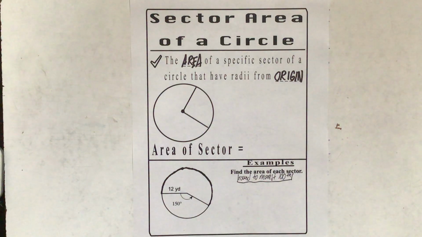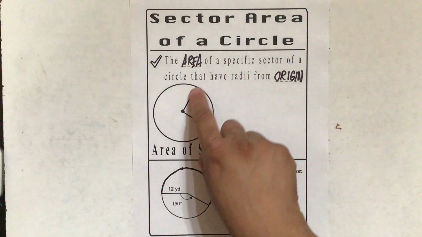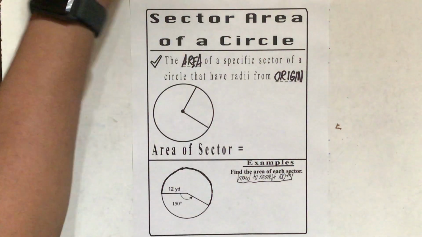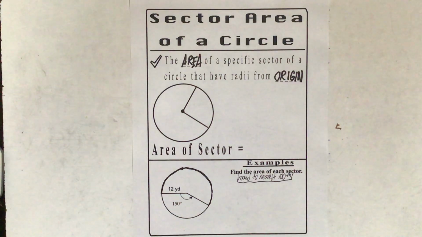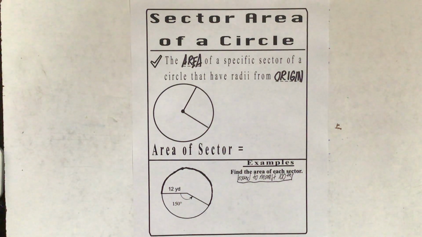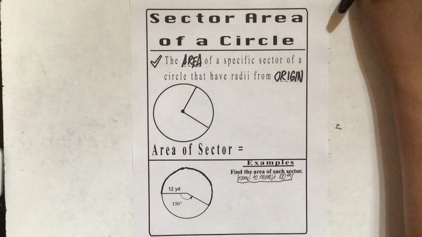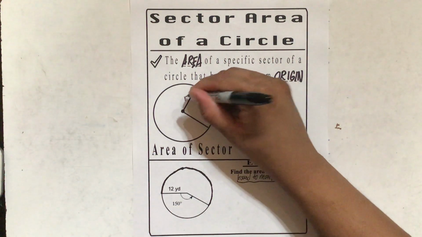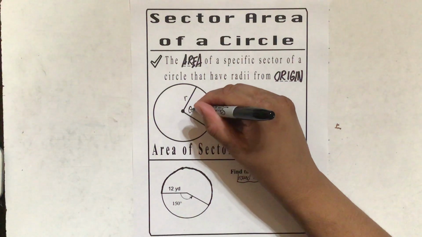So the area means the slice of pizza. How big of a slice of pizza are we going to have? So let me show you. We're going to need two key pieces of information again. We're going to need radius and we're going to need theta.